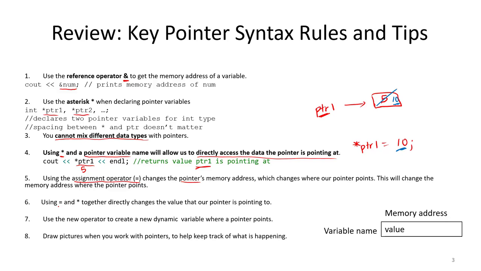Notice, however, in our next rule, Rule 6, that if we use asterisk and equal together, that will allow us to directly change the value that our pointer is pointing to. For example, here we see that we can change the value ptr1 is pointing at using the asterisk and the assignment operator.